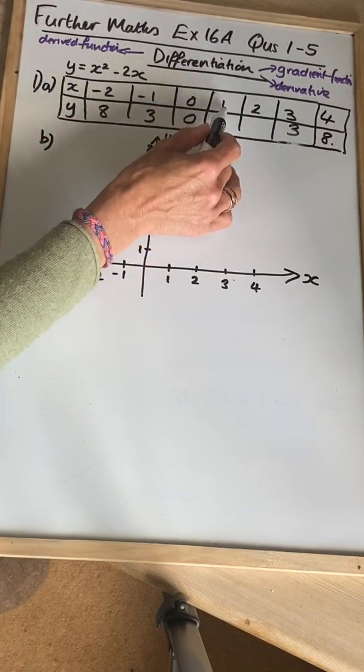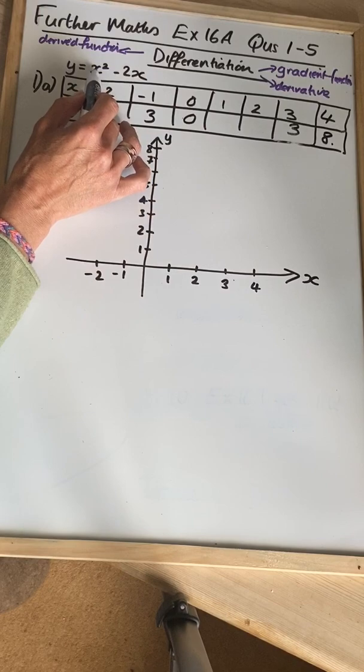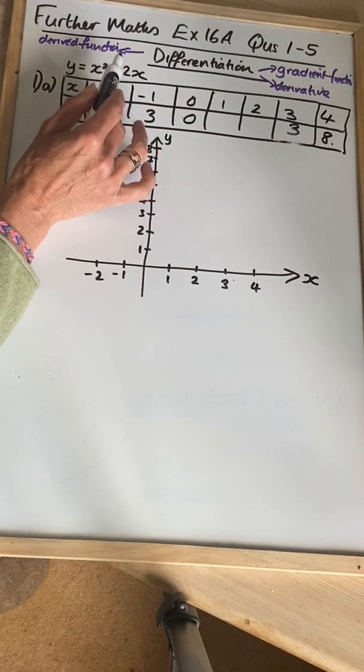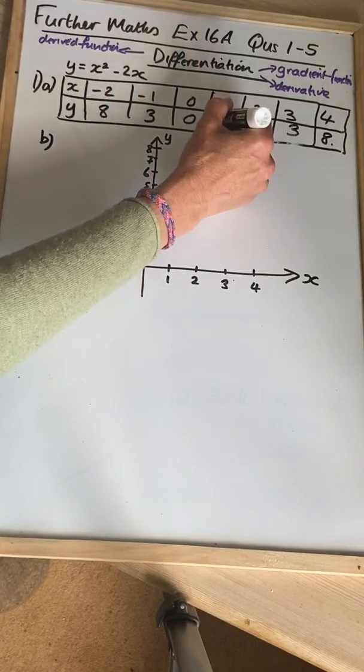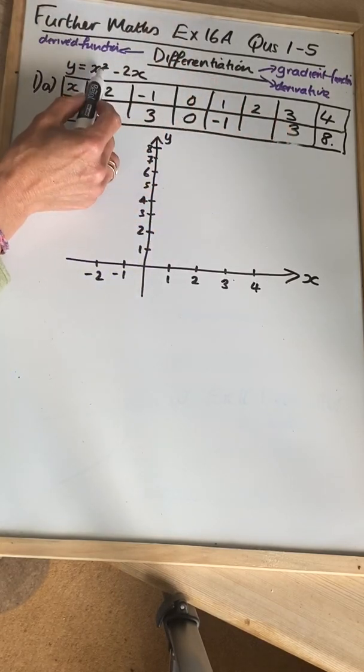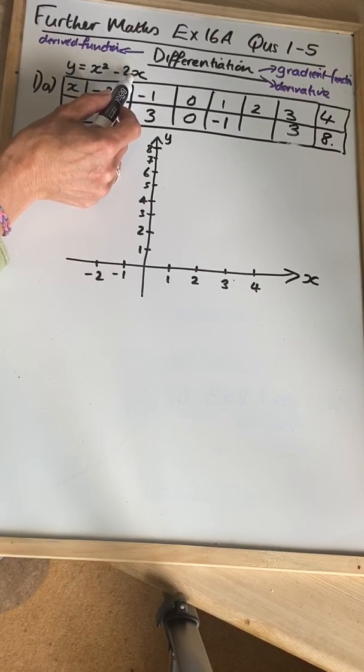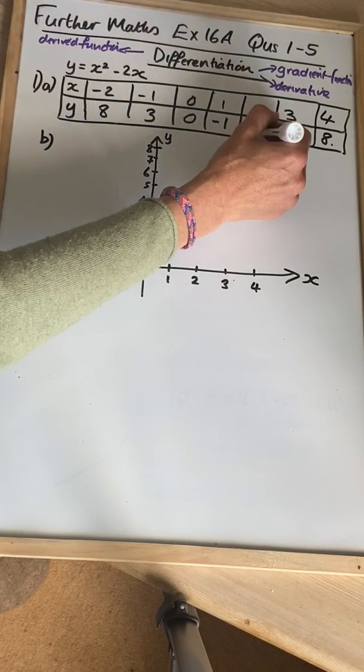X equals 1 is going to give me 1 minus 2 times 1. So 1 minus 2 times 1 is going to give me minus 1. And then 2 squared minus 2 times 2, that's going to be 4 minus 4. That's going to give me a 0.